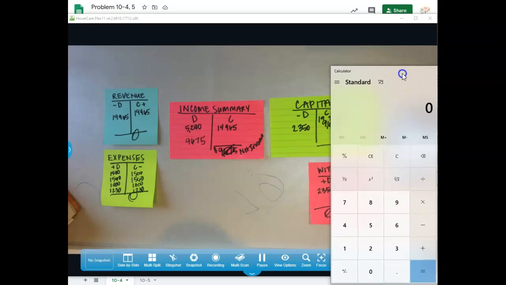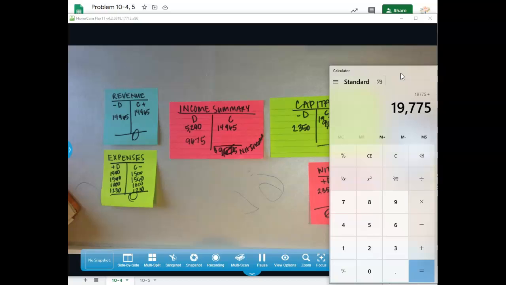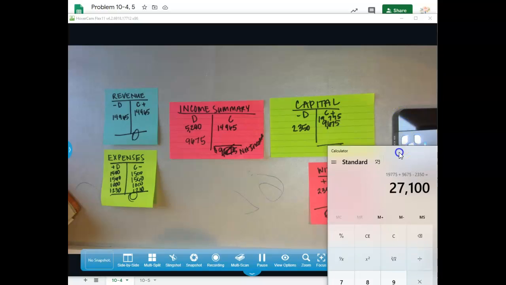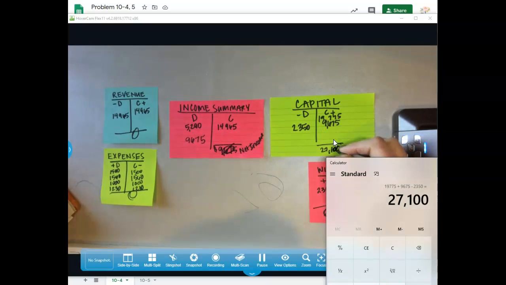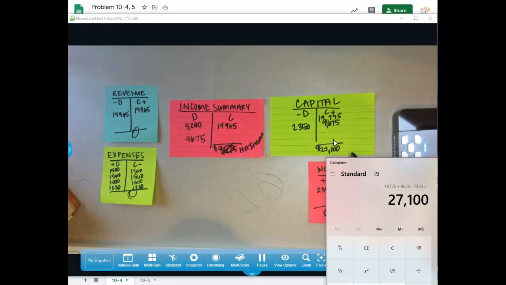We're going to take our $19,775 plus our $9,675 minus our withdrawals, and we now have $27,100 in our capital account. And again, this should match what we have in our statement of changes in owner's equity.